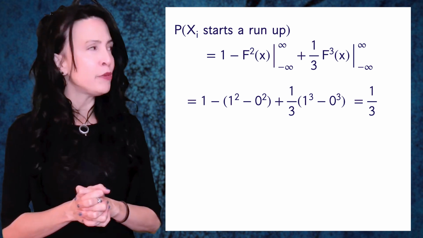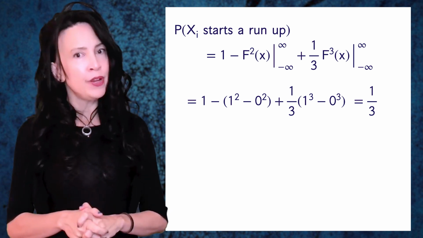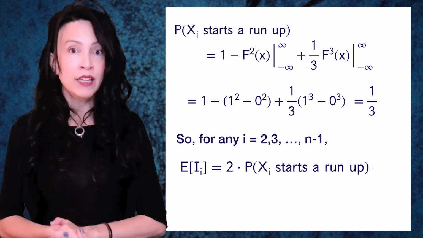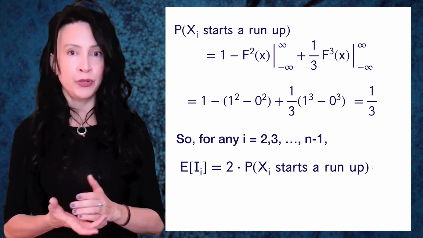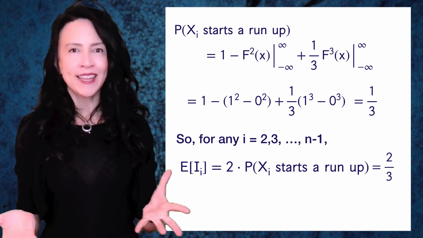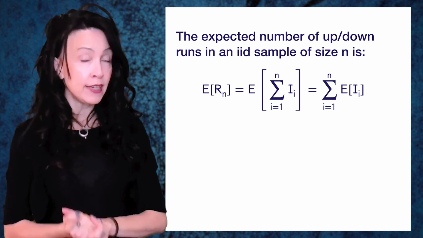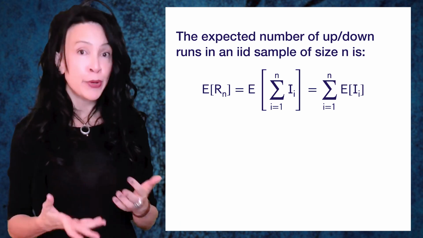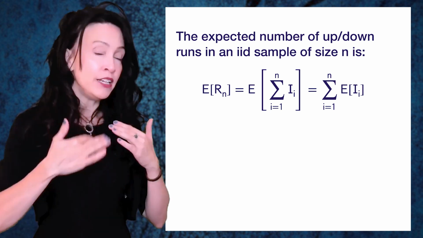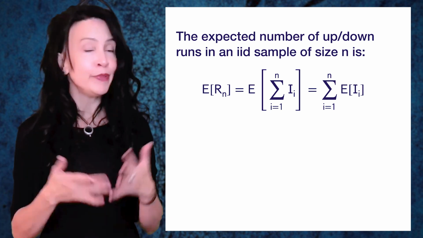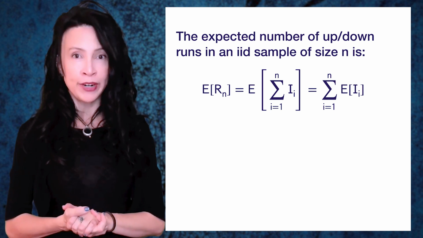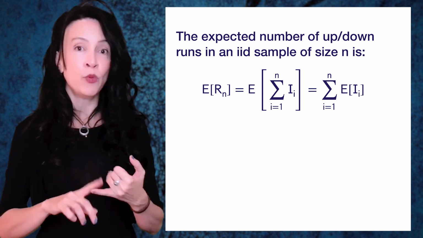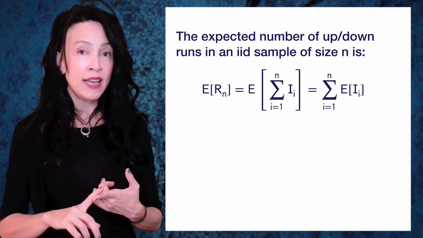Now this is the probability that Xi starts a run up, but remember, the expected value we wanted to find in the case that i equals 2 through n minus 1 was actually 2 times this probability, or 2/3. Okay, so I think we have all the pieces. Remember, the goal was to find the expected number of runs up or down in the sample, and we called that Rn, and we wrote it as a sum of indicators. We wanted to find the expected value, and we pulled the sum out because expectation is a nice linear operator. Now we have different expectations depending on what the index is. It's different at i equals 1, and i equals n, and the other i's.